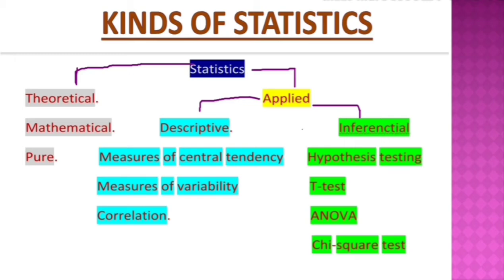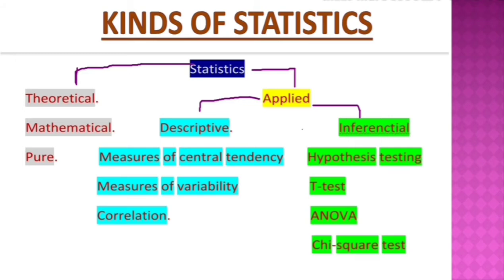Applied statistics is also of two types. One is descriptive statistics and another is inferential statistics. Descriptive statistics is applied on a sample and inferential statistics is applied on a population. In descriptive statistics, we draw conclusions about the sample, and in inferential statistics, we use the sample statistical value to draw inferences about the population parameter.